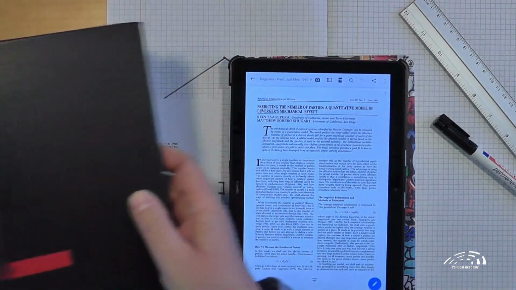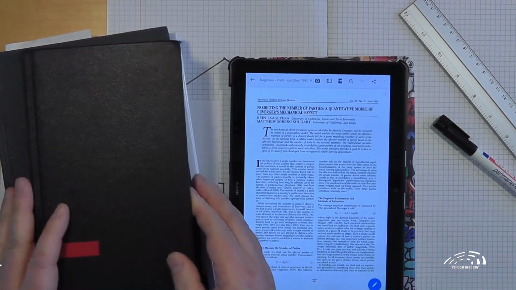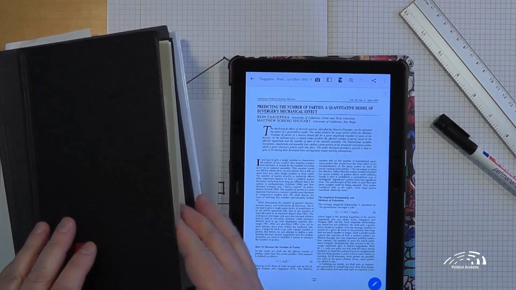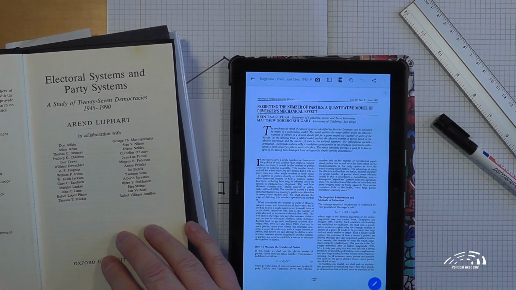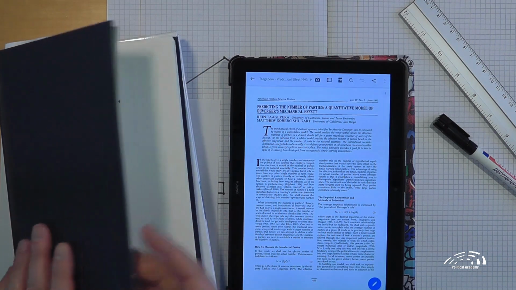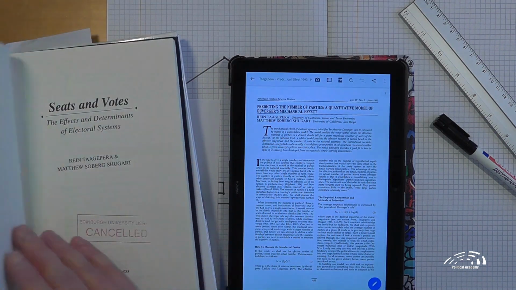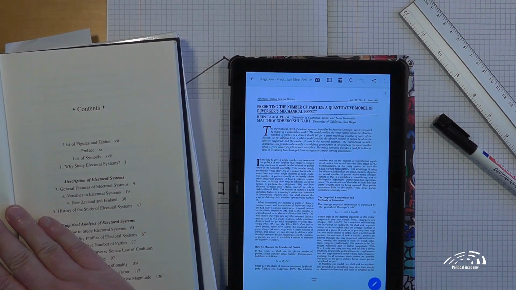Here I have some books on the subject. One is by Arend Leijpaard, a Dutch-American professor of political science, currently at University of San Diego. This is one of the books, which is often quoted, in which he treats electoral systems all over the world. Leijpaard is also honorary member of the Dutch Political Science Association.